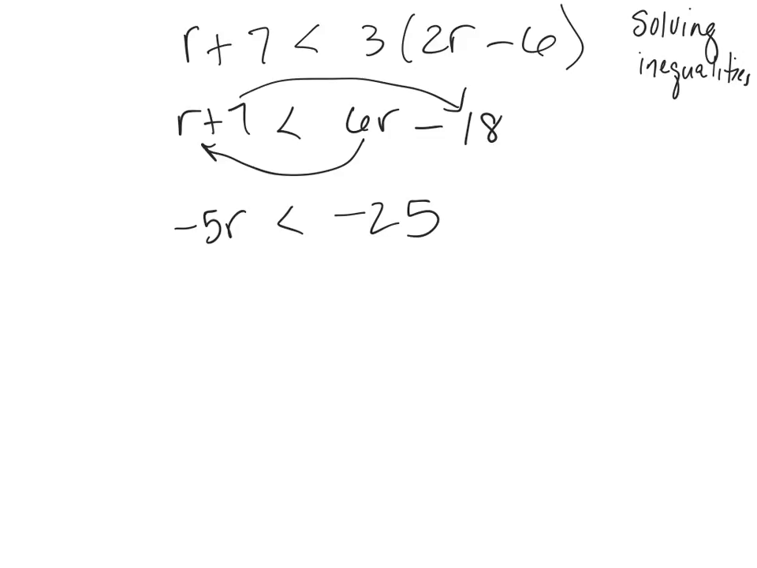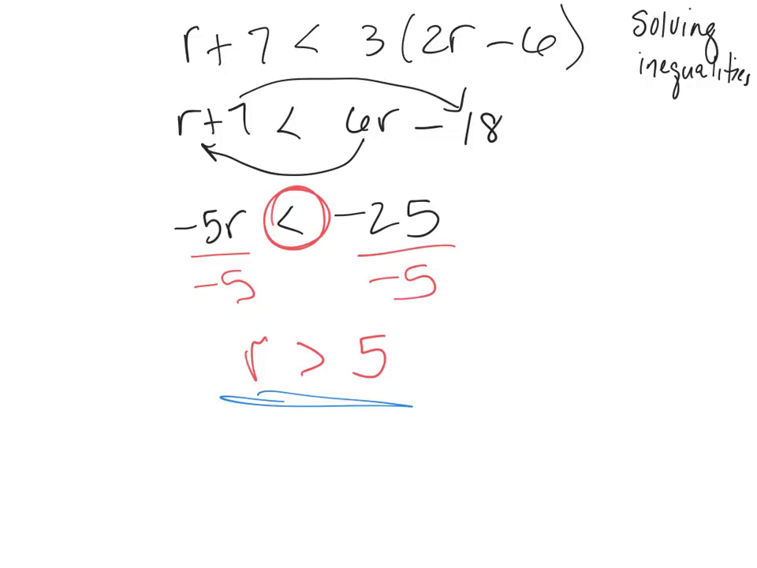This is the one rule you have to remember. If when you are leaving the letter alone, you have to divide or multiply by a negative number, such as here, this sign switches direction. So we're going to have r is greater than 5. Just remember that. You divided or multiplied by a negative number to leave the r alone.